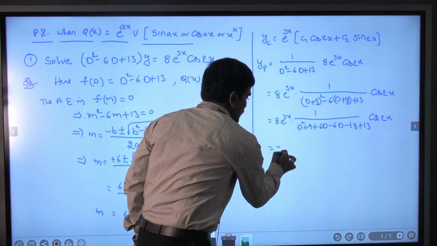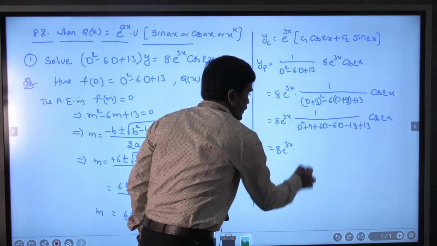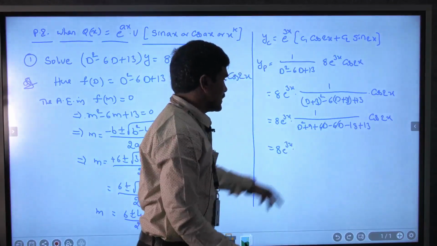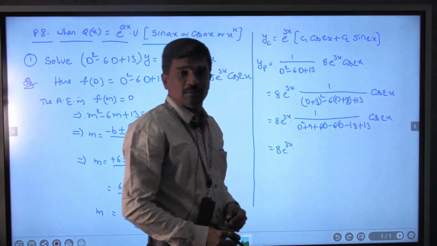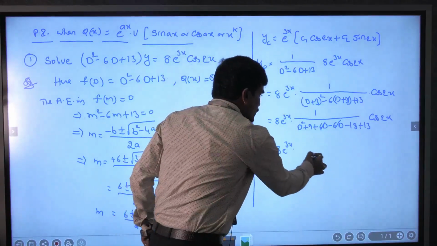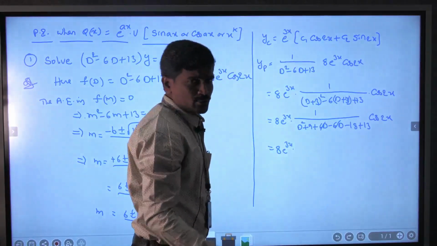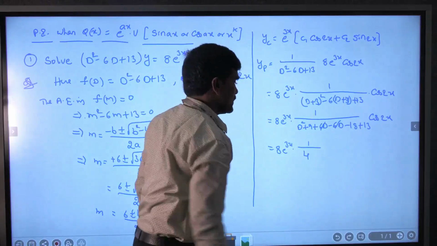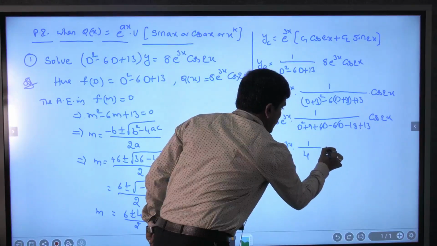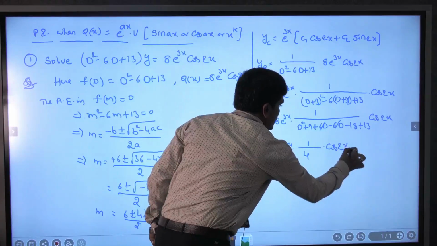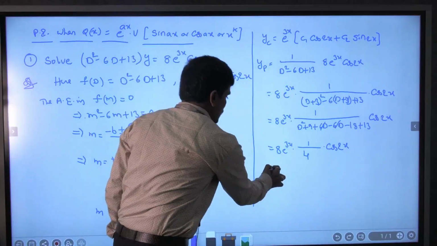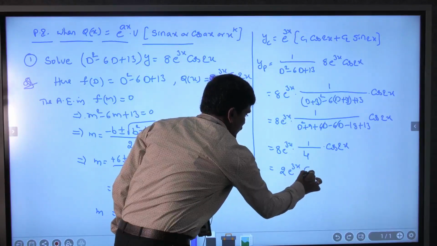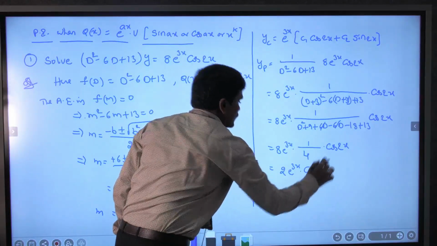Now write 8 e power 3x into, here the 6d cancels. So here 9 plus 13, 9 plus 13 is 22, minus 18. 22 minus 18 is 4, into cos 2x. Cancel. So here we get 2 e power 3x into cos 2x.